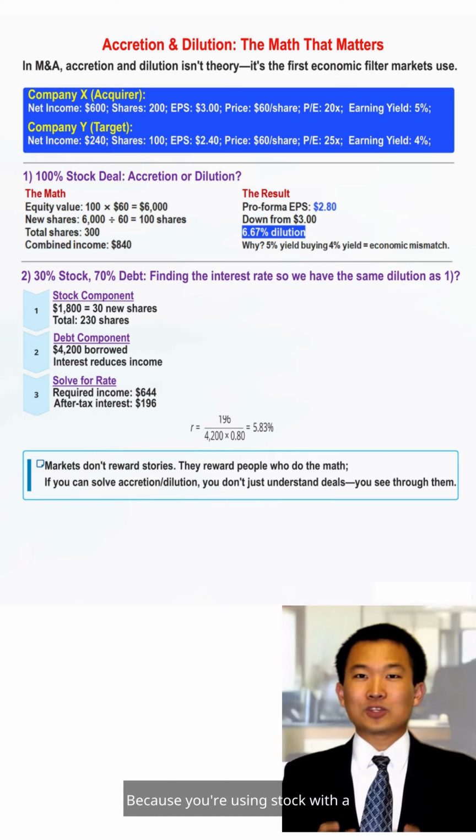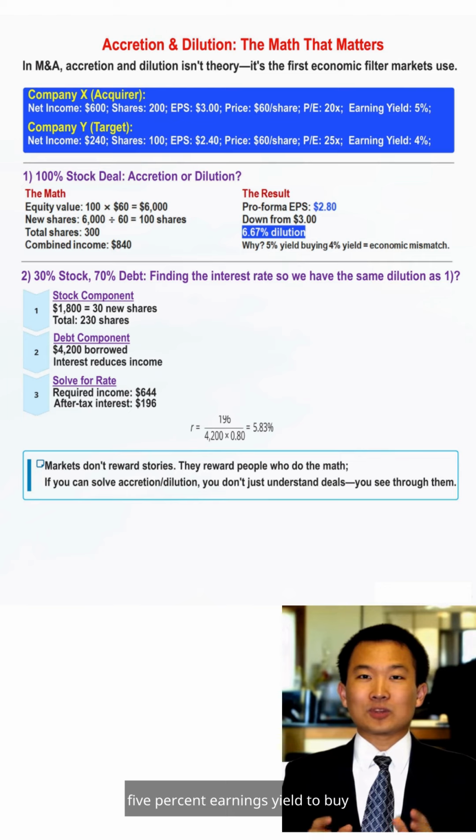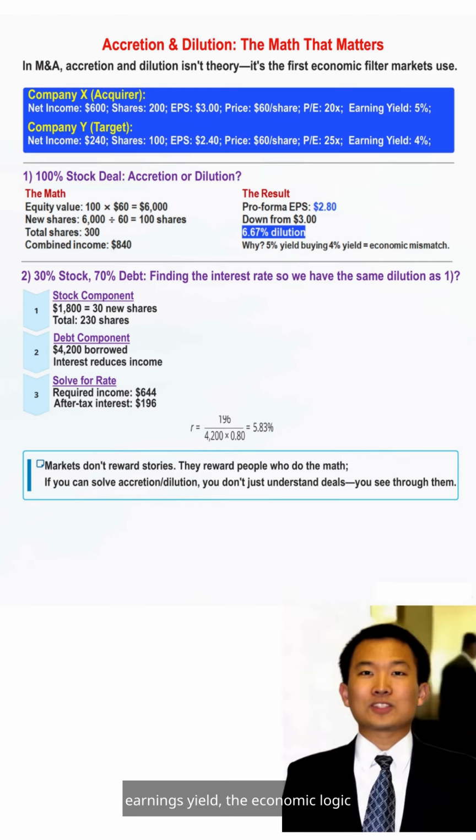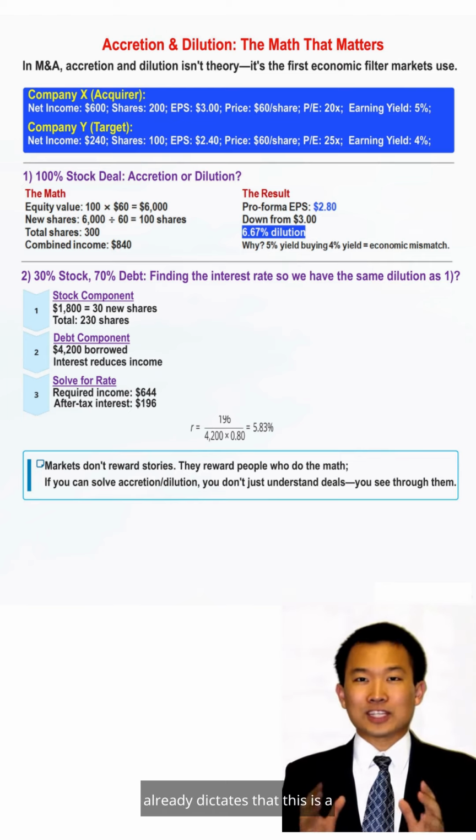Why? Because you're using stock with a 5% earnings yield to buy profits with a 4% earnings yield. The economic logic already dictates that this is a dilutive transaction.